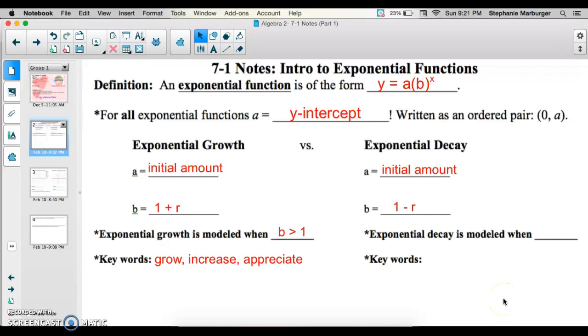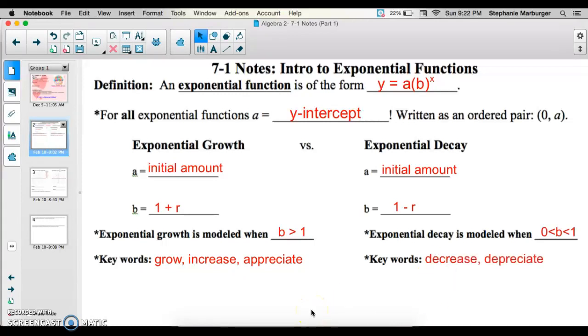R is still the same percent that you're looking for within the problem, and it's still written as a decimal. So there are a lot of similarities, so you just have to recognize that decay is 1 minus r for that b value. And exponential decay is modeled when your b value is in between 0 and 1. So you'll never have a b value that's negative, but if it's in between 0 and 1, you know that it's modeling decay.